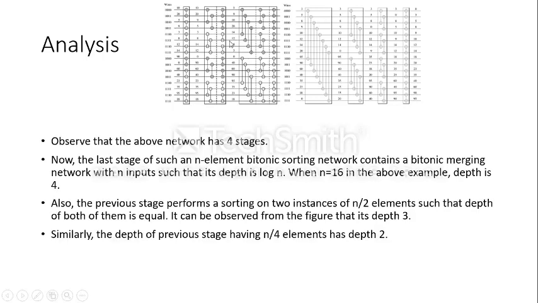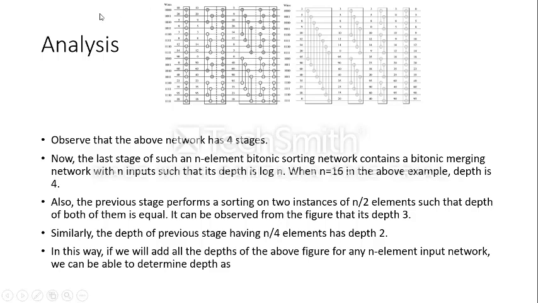Similarly, in the second stage, we are working on n by 4 elements. So 16 by 4 is 4 elements, and the depth is 2, because the Bitonic split will take place 2 times. The logarithm of 4 is equal to 2, and there are two columns in stage 2. Stage 1 has only one column.